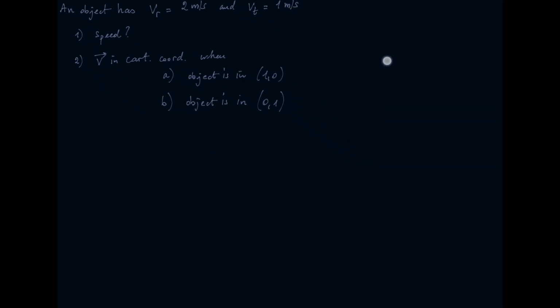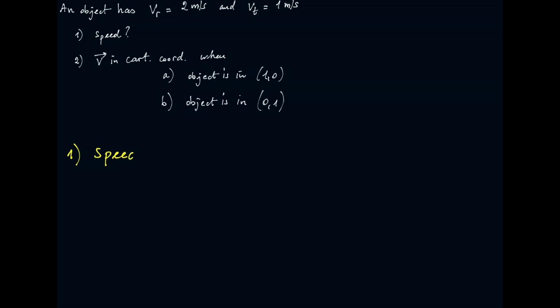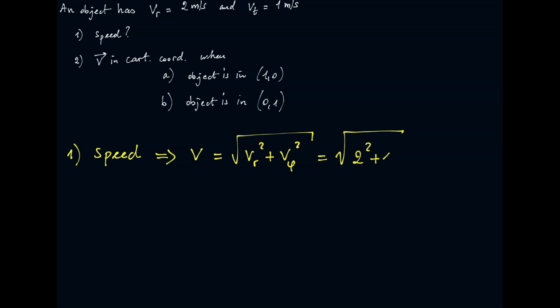All right, let's see. So number 1, let's solve this exercise. The speed is simply Pythagoras, so the square root of V r squared plus V tangential squared, or V phi maybe, squared. And so this is the square root of 2 squared plus 1 squared in meters per second. So this is root 5 meters per second. Very nice.